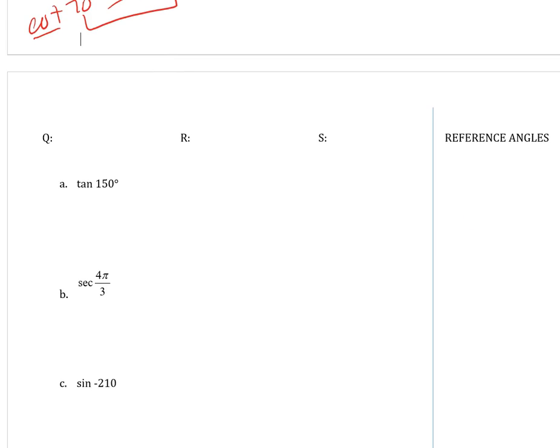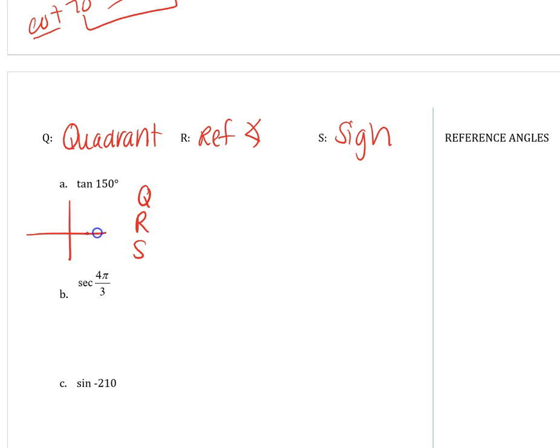Okay, finding exact values of things, we use our QRS method. So there you go, all filled in: quadrant, reference angle, sine. So if I want tan of 150, I figure out what quadrant that would be in. That would be quadrant 2. The reference angle would be 30 degrees, because that's its distance to this negative x-axis, which is, again, remember, 180 degrees.